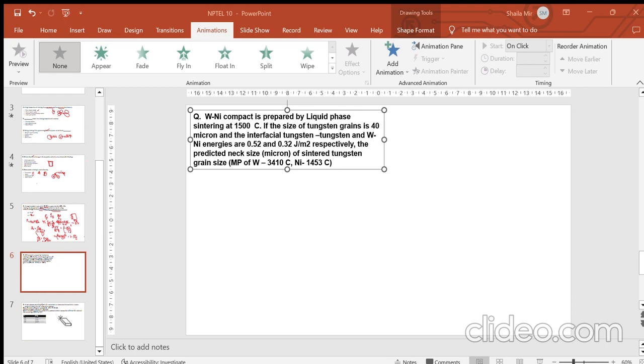If we try to draw it clearly, we can have something like this. So we have this, and then we have a nickel here. So this is tungsten, this is tungsten, this is your nickel particle. So this is what is being said. This is your grain, so you can say this is a grain boundary.